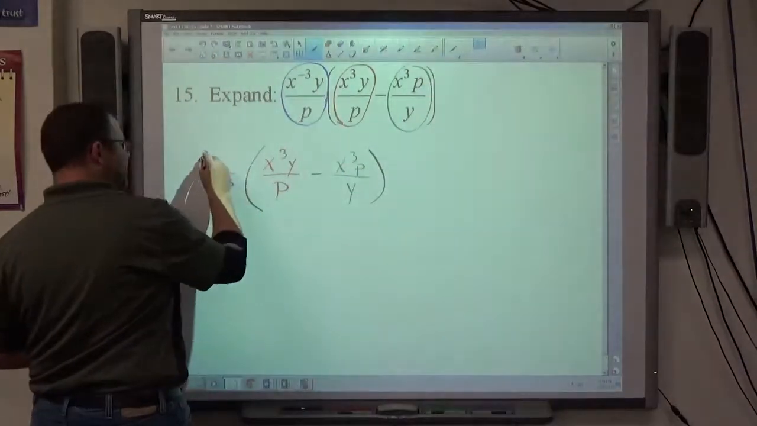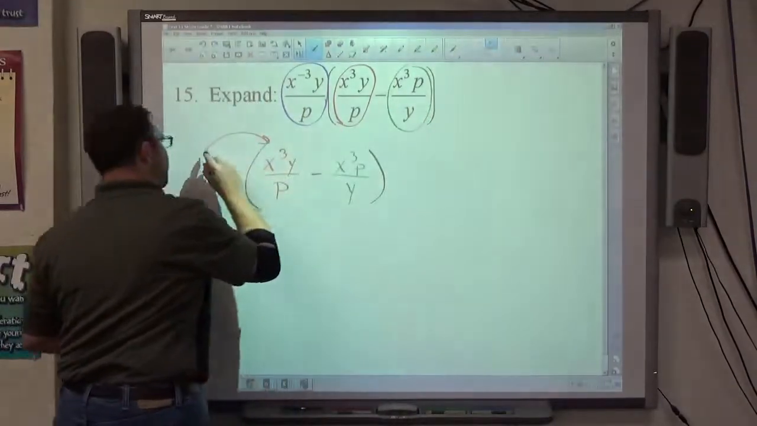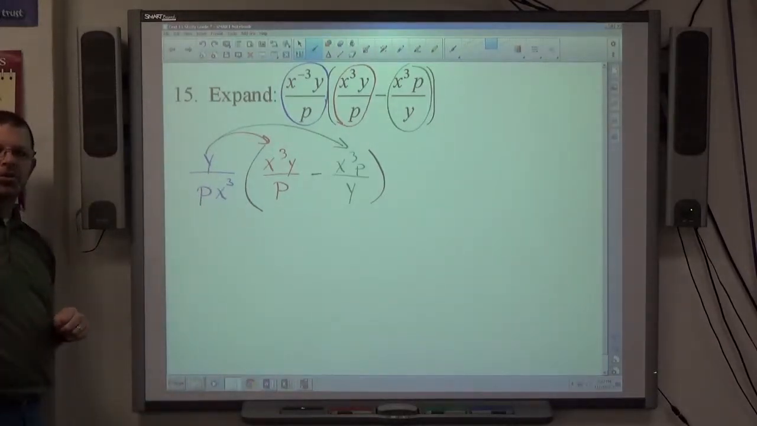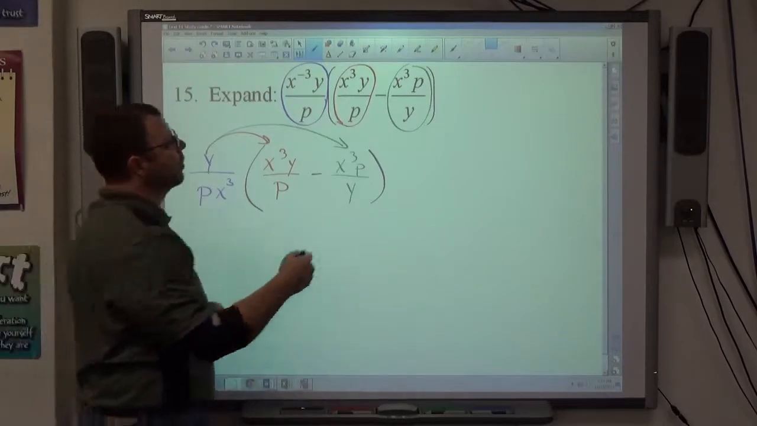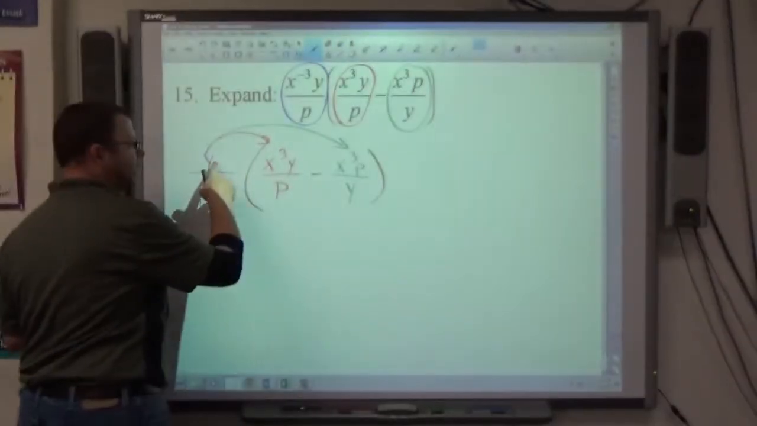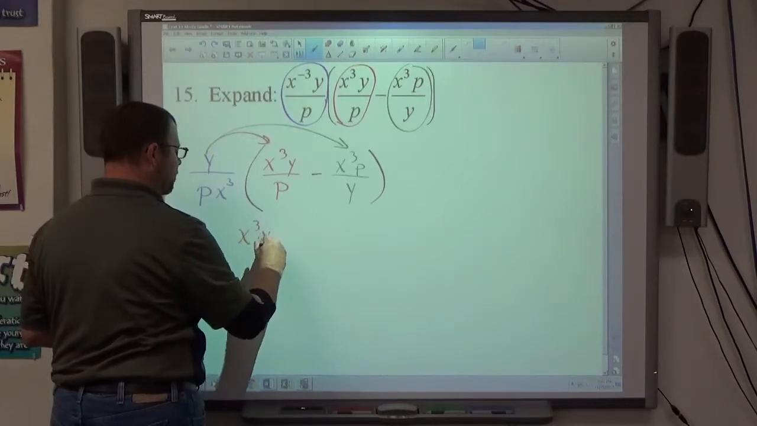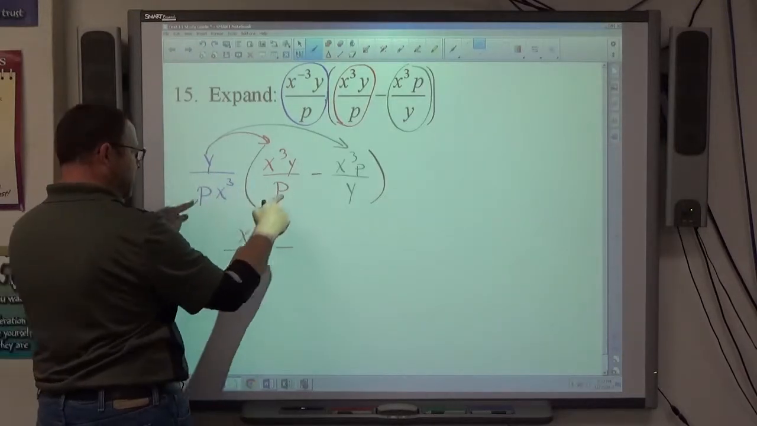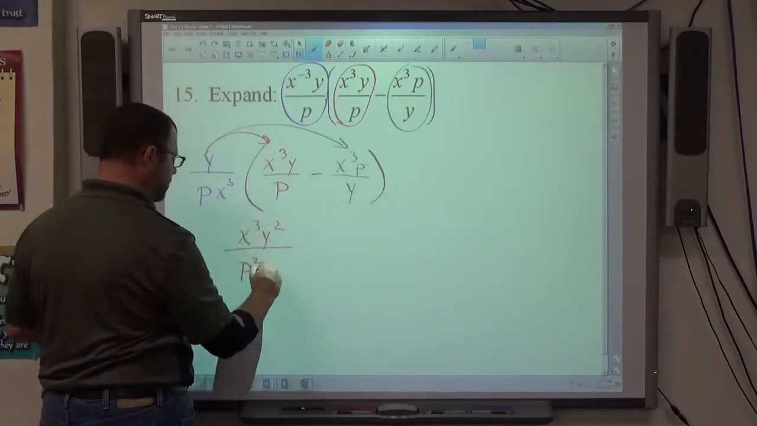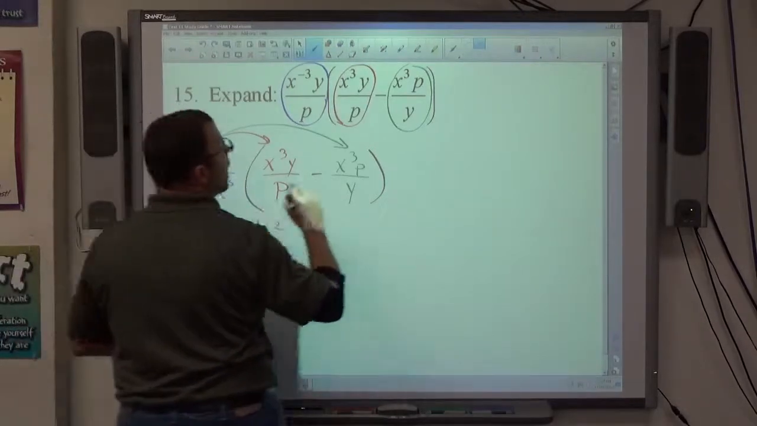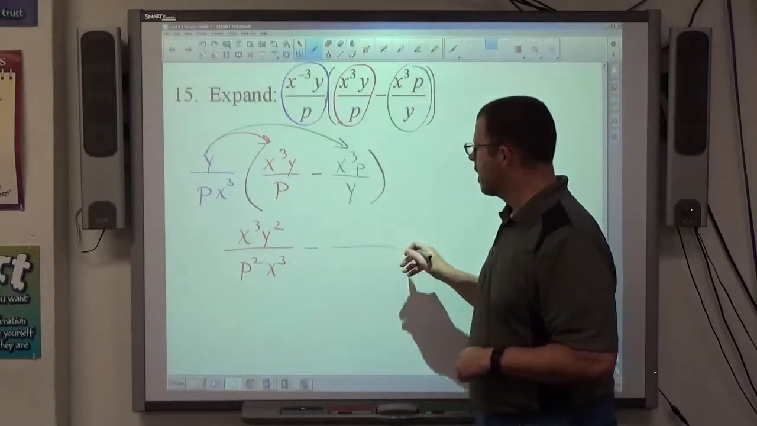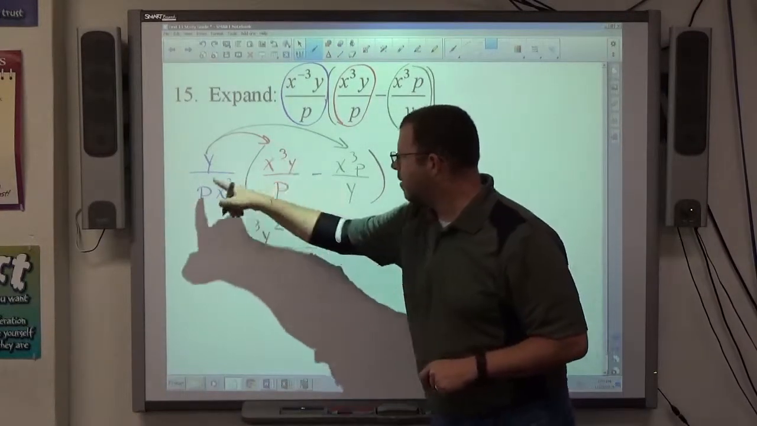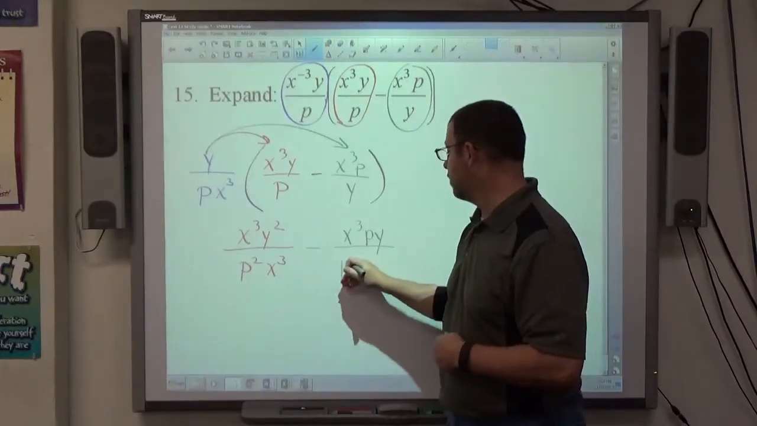So I'm going to multiply this times this, and this times this. So the outside object times each inside object. And when I multiply, I don't care about reducing when I multiply. Multiply first, then I reduce the results of those things. So if I do y times x cubed y, I'm going to get x cubed y squared. Y times y makes y squared, x cubed is not affected by that. If I do p times x cubed times p, p times p makes p squared, x cubed times nothing makes x cubed. Then I got a minus sign. Y times x cubed p, they're all different, so I get x cubed py. On the bottom, p times x cubed times y, they're all different, so I'm going to get px cubed y.